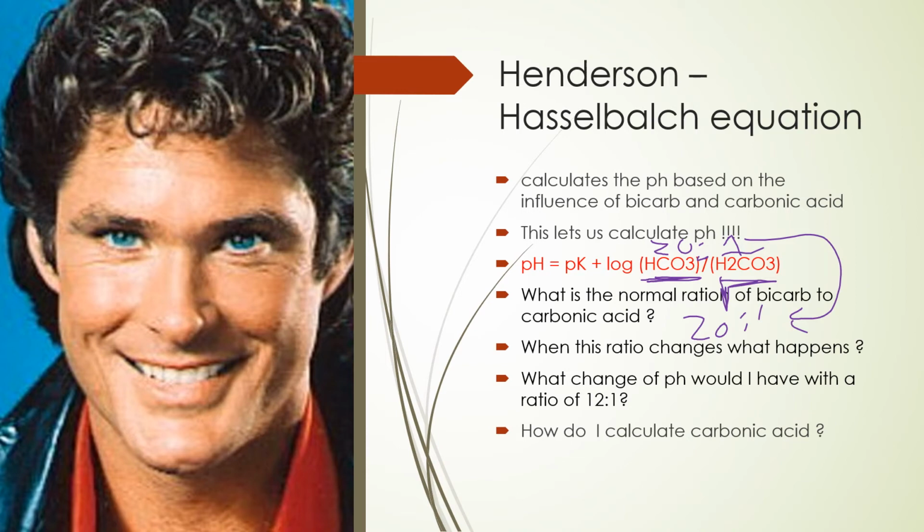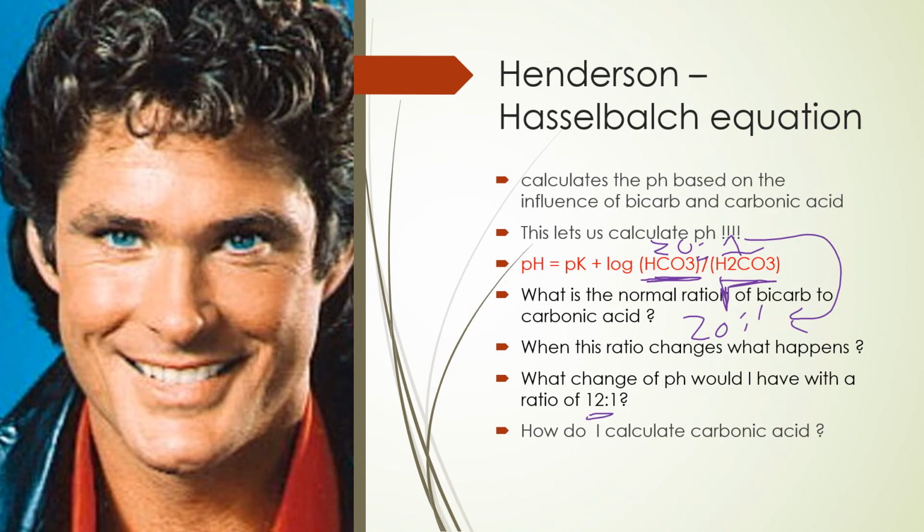So let me ask you another question. Notice that this isn't the first time I've posed a question similar to this. I have a patient that has a ratio of 12 to 1. How would this be? Would this be acidic? Would this be basic? Would this be normal?